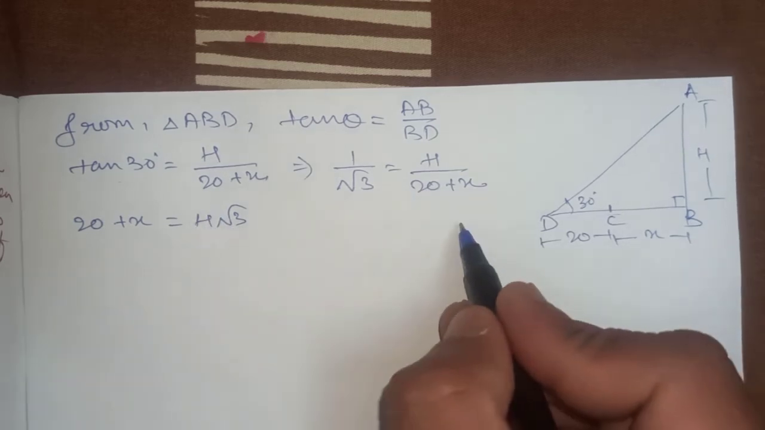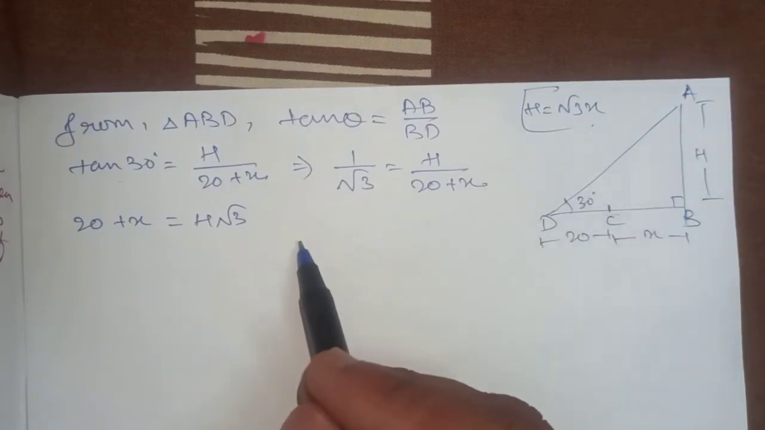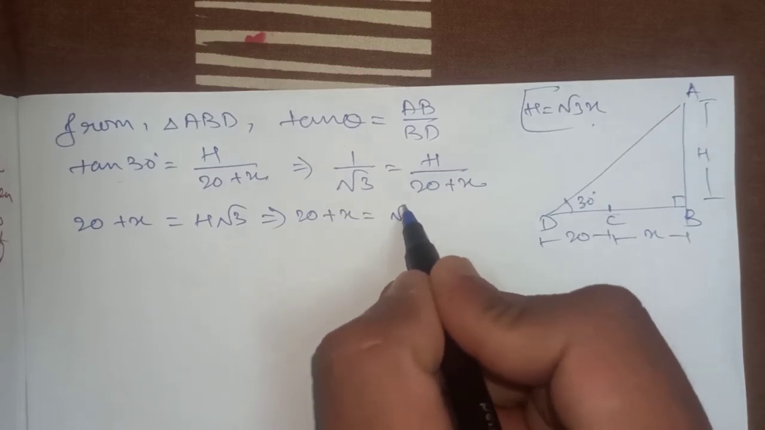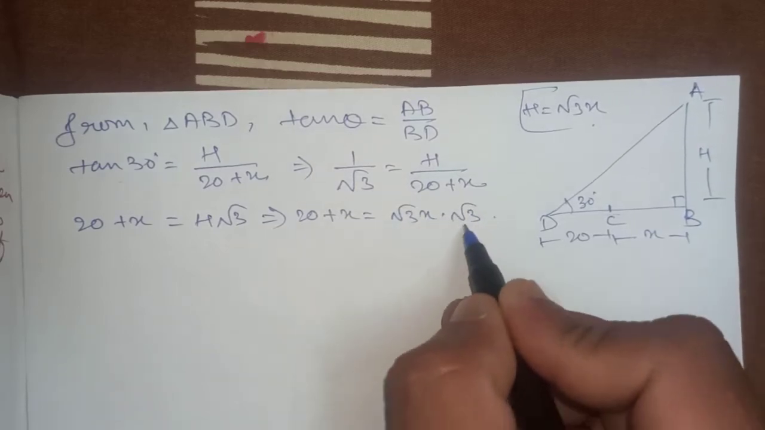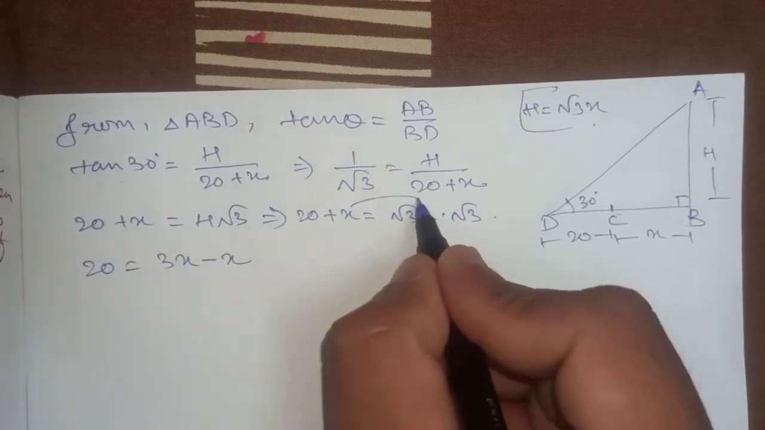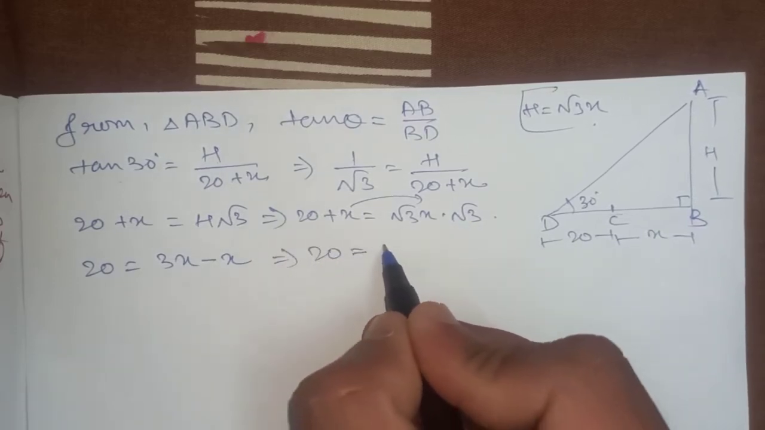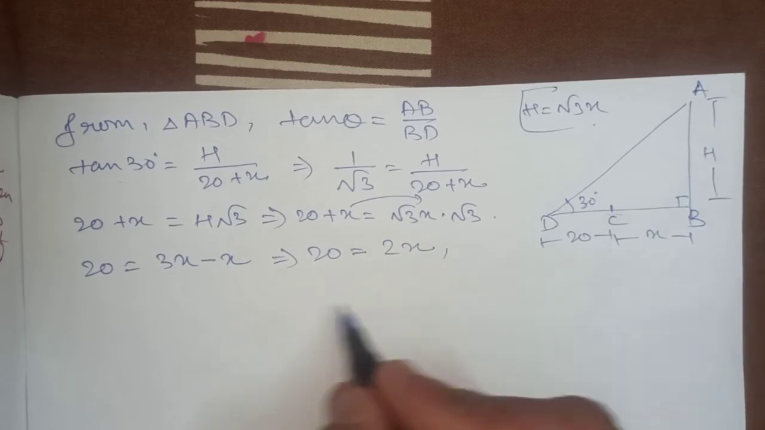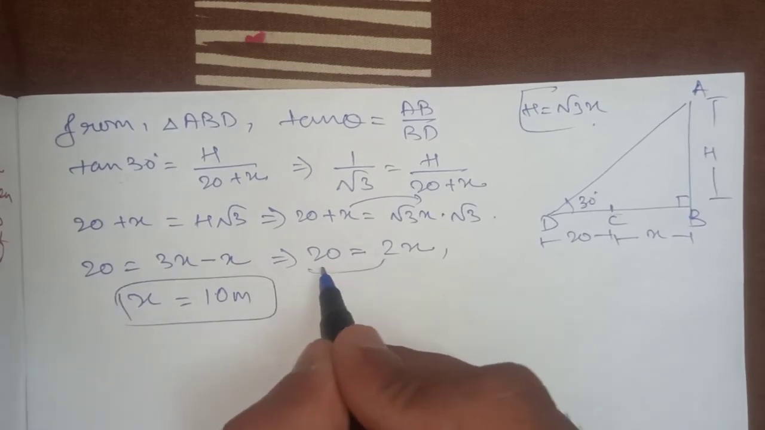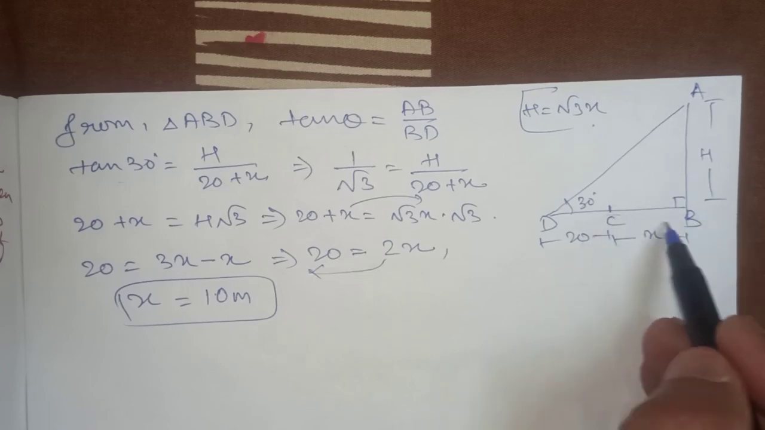What is the value of h? From the first equation we got h equals root 3 x. So here I will substitute: 20 plus x equals root 3 x into root 3, that is 3x. So 20 equals 3x minus x. Bring x this side, it will be subtracted. So we will get 20 equals 2x. Dividing by 2, the value of x is 10 meters. So the width of the canal is 10 meters.